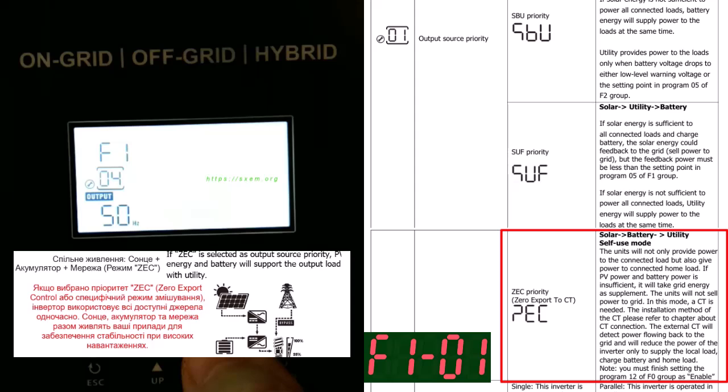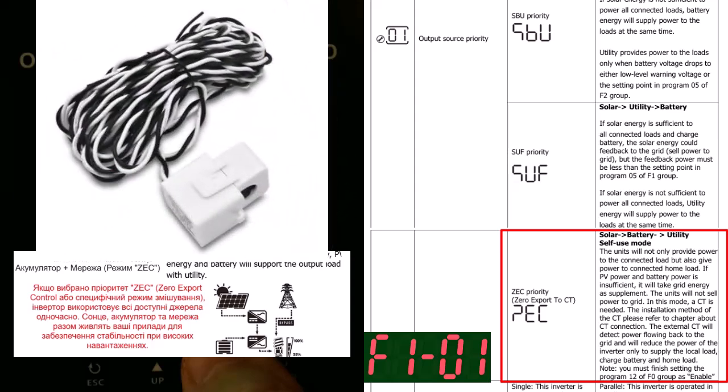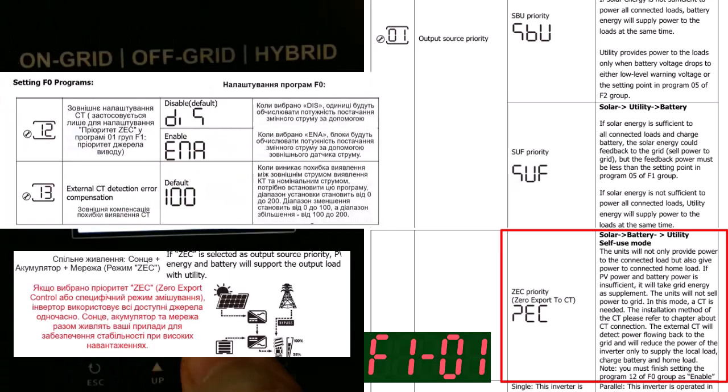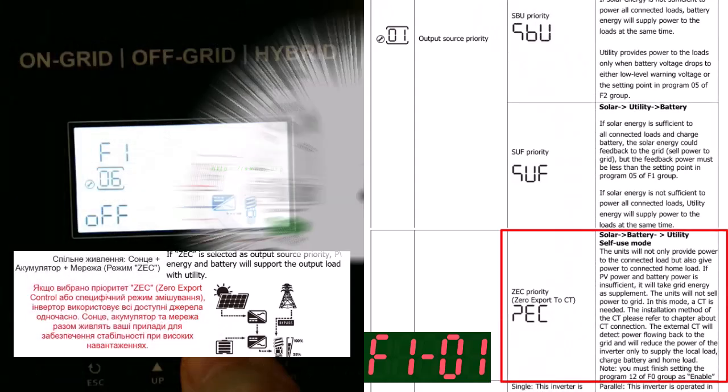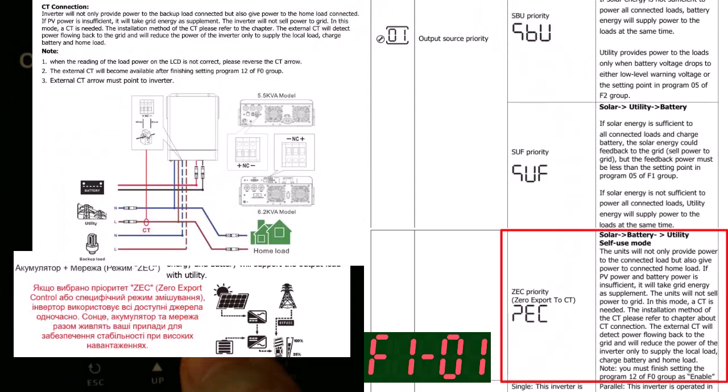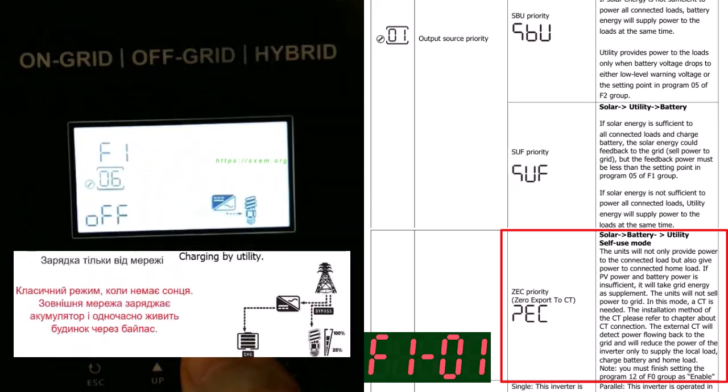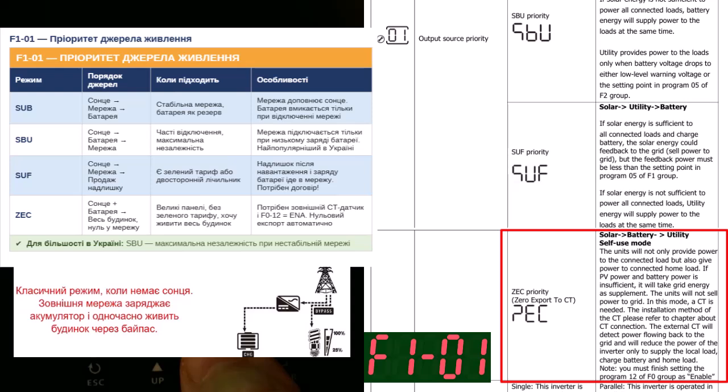A CT sensor installed on the main supply cable of the house, the same one we talked about in menu F0-12, continuously measures in real time how much the entire house is consuming. And how much is being drawn from the grid, or conversely, flowing back to it. The inverter receives this data every second and adjusts its output, so that the flow to the grid equals exactly 0. The house is consuming 3 kilowatts, the inverter outputs 3 kilowatts. Someone turns off an appliance, it drops to 2 kilowatts, the inverter reduces output to 2. Automatically, continuously, without any input from you.